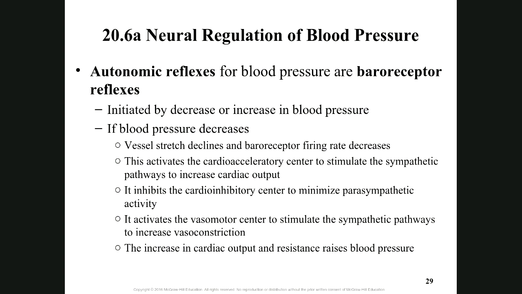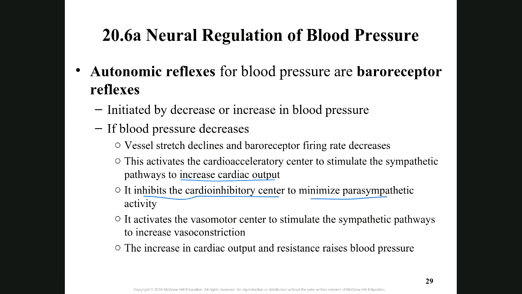The autonomic reflex for blood pressure is the baroreceptor reflex. It's initiated by decrease or increase in the blood pressure. If the blood pressure decreases, the vessel stretch declines and the baroreceptor firing rate decreases. This activates the cardioacceleratory center to stimulate the sympathetic pathway, and this sympathetic pathway can increase our cardiac output. And then it inhibits the cardioinhibitory center to minimize the parasympathetic activity.